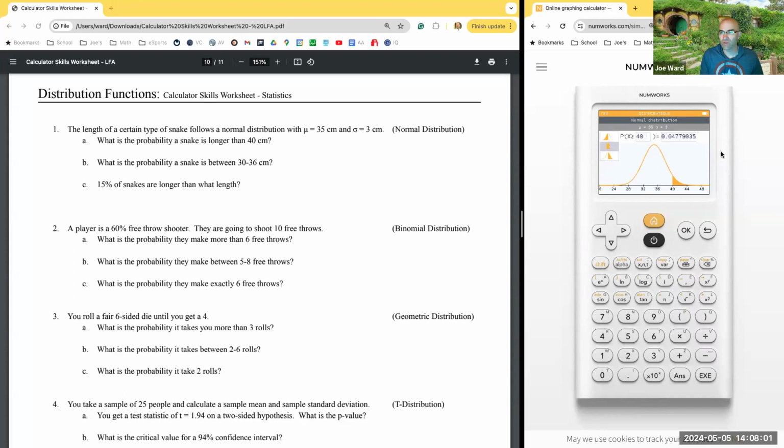Now it says, how about between 30 and 36? So we go over here and we change to the between, and we go 30 and 36, and 58% of the snakes are between 30 and 36. And then finally, it says 15% of snakes are longer than what length? So longer would mean we'd have to be over this way. And then we're not putting in the length, we're putting the percentage. So I'm going to put in 0.15 here and hit enter. And it gives the answer right there. It says, if you're longer than 38.1 centimeters, you'd be in the top 15% of snakes. It's that easy. If you used a different calculator before this, you're realizing how much easier this is.